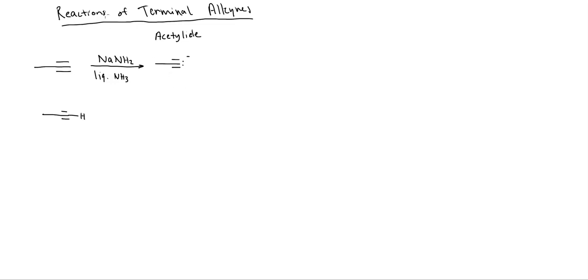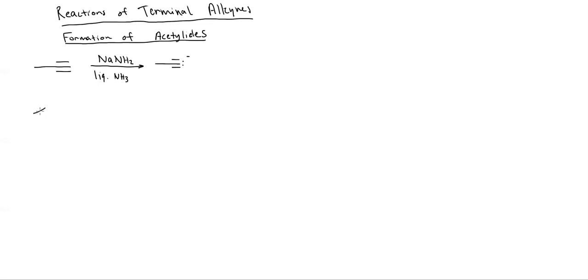So acetylides can be used for a lot of different things, but this is how we form an acetylide. We can say this is the formation of acetylides. Excuse me. So all I have to do is just put in NaNH2 with some liquid ammonia. That's all I really have to do. So this is the first kind of reaction that we're doing here.